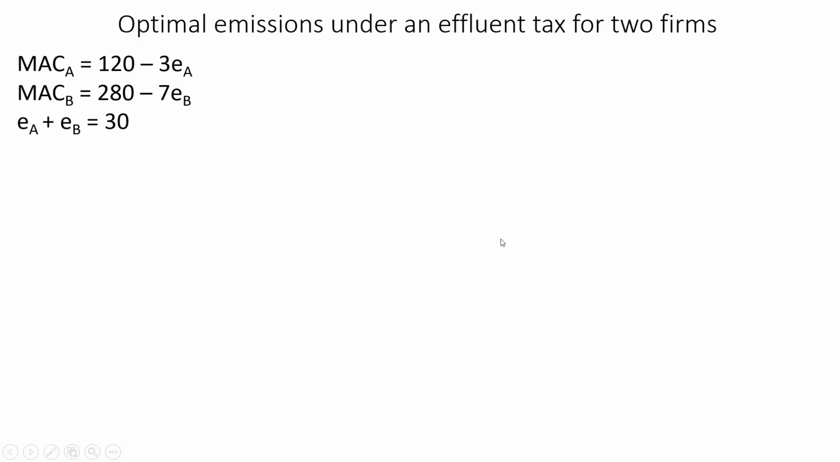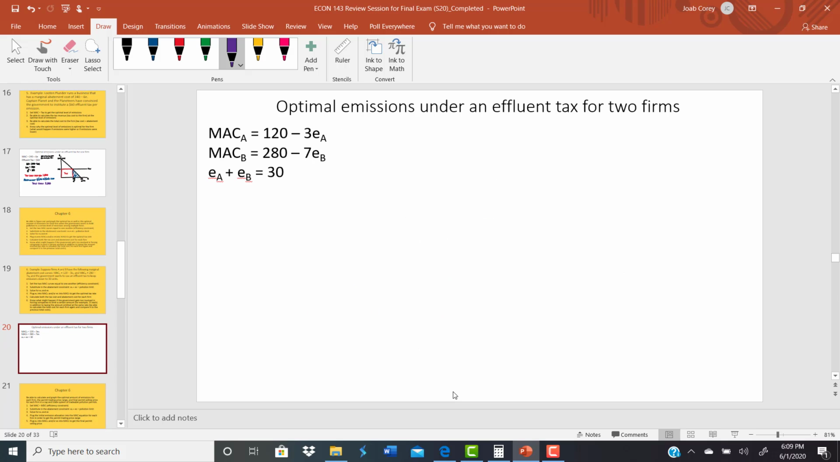So here are the three equations you're going to need to know: the marginal abatement cost curve for firm A, the marginal abatement cost curve for firm B, and then that constraint of how many total emissions the government wants to allow, which is just E sub A plus E sub B is equal to 30, if they want to keep that total number of emissions down to 30. So with that in mind, let's go through this one, both graphically and mathematically, starting out by setting up these graphs.